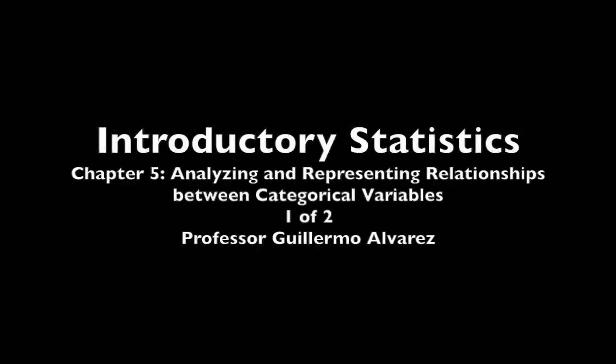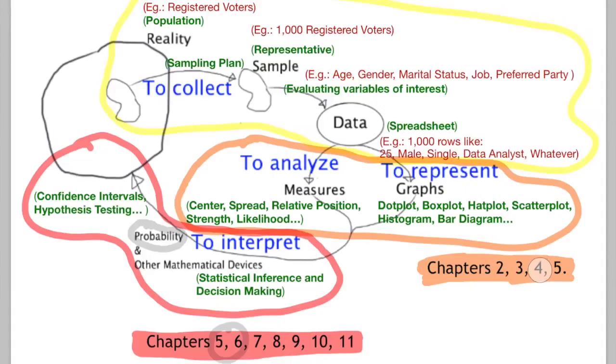Hello, welcome to Chapter 5, Analyzing and Representing the Relationship between Categorical Variables. In Chapter 4, we saw how to analyze the relationship between two variables when they are numerical. We used a graph, the scatter plot, and numerical analysis with the correlation coefficient, the coefficient of determination, and the regression line. In this Chapter 5, we work with categorical variables.